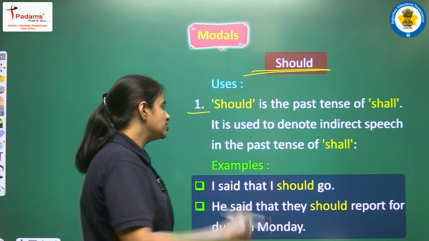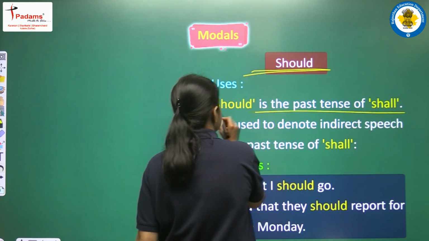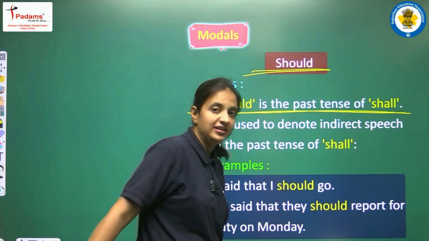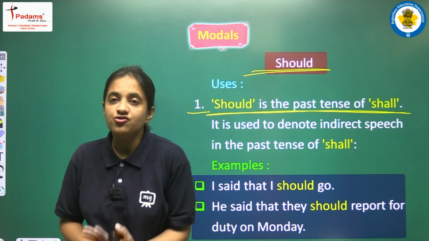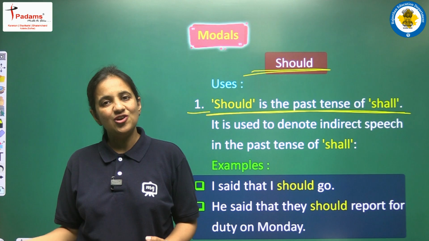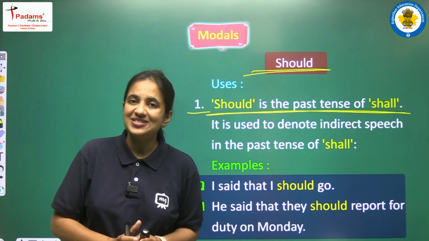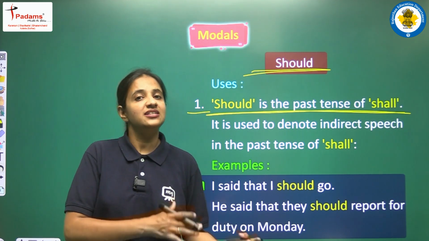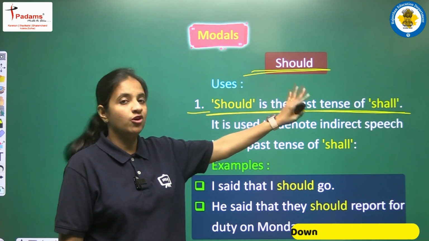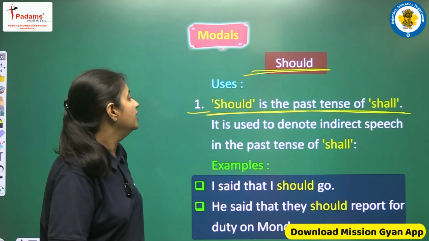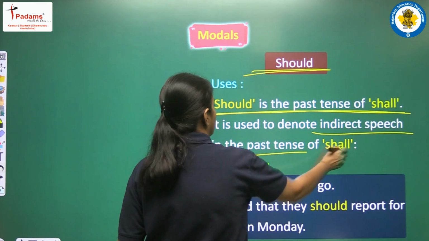So let's read the first one. Should is the past tense of shall. This is a very important thing that we have here. You have to learn that should is the past form of shall. In the previous video we also saw that could is the past form of can, and that might is the past form of may. Similarly, should is the past form of shall. Okay.